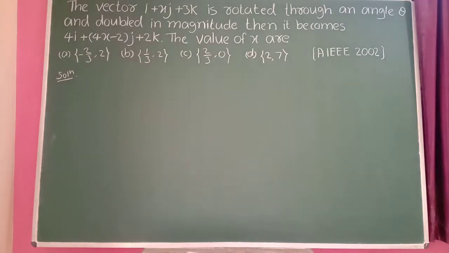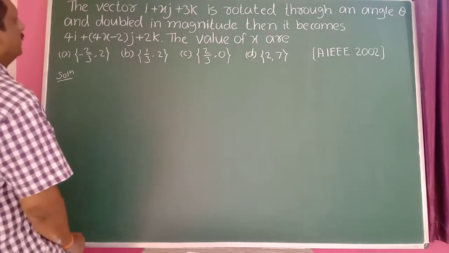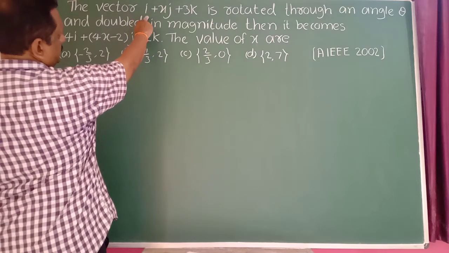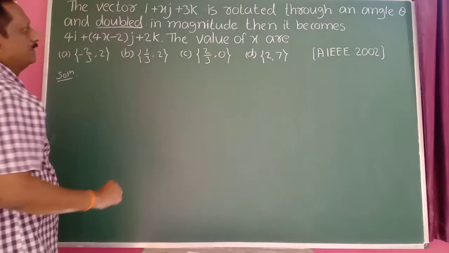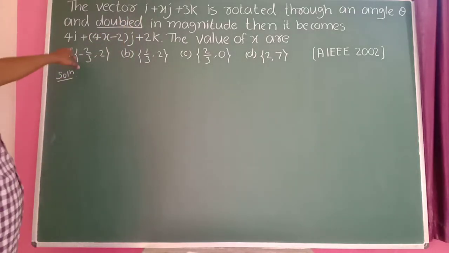Okay, here the vector i plus xj plus 3k is rotated through an angle theta and doubled in the magnitude. Then it becomes 4i plus (4x minus 2)j plus 2k. The value of x are? Therefore, the vector i plus xj plus 3k is rotated through an angle and doubled in its magnitude. Then it becomes this here.